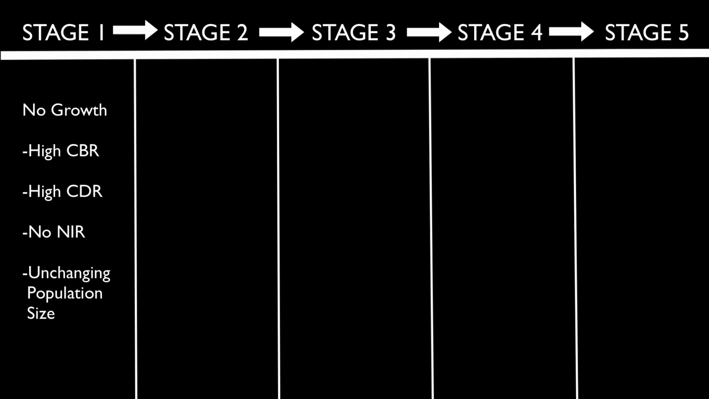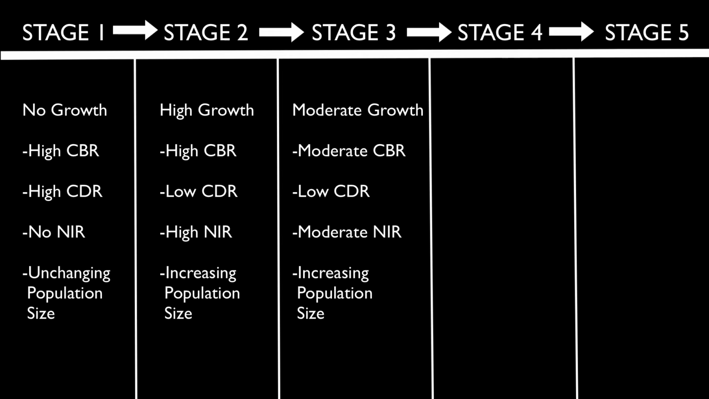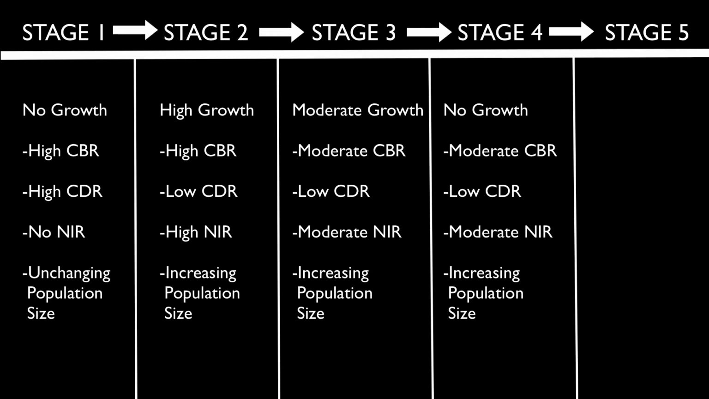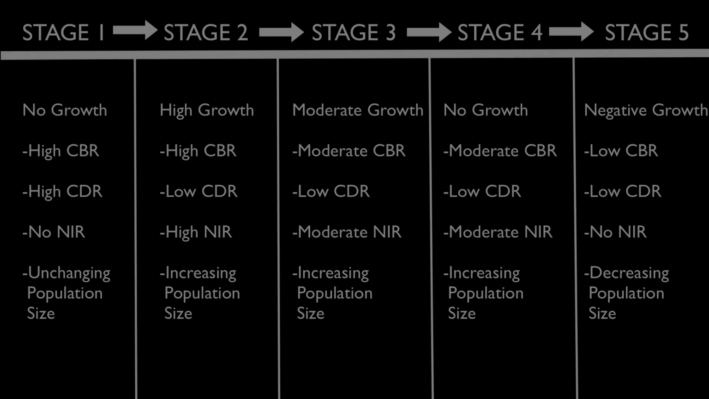Stage 1 is a period of low growth. Stage 2 is a period of high growth. Stage 3 has population growth but less than Stage 2. Stage 4 has almost no population growth. And finally, Stage 5, although not officially a stage, is a possible stage that includes zero or negative population growth. Now, let's go through the stages one by one and decipher what makes them special.